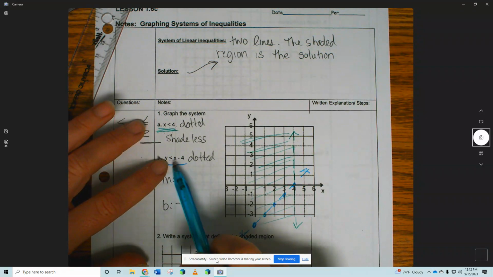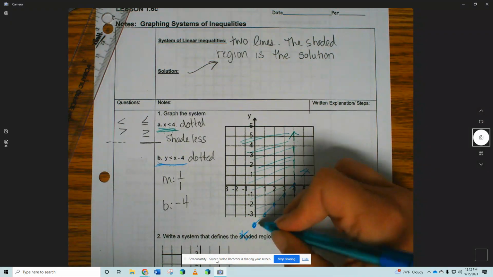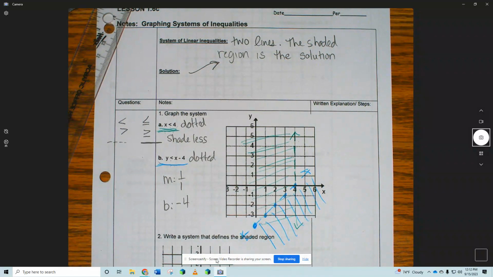I didn't even shade. Hold on. Less than the blue line. Guys, less than the blue line. Down here. Where do they overlap? Where's the spot that these 2 shadings overlap?